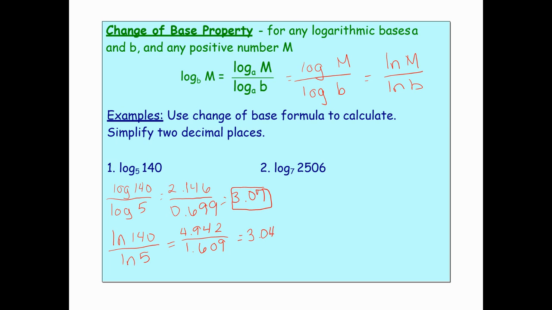It's important to give 2 decimal places to have a more exact answer, which makes sense because 5 to the third is 125. So a little bit more than the third power would give you 140.